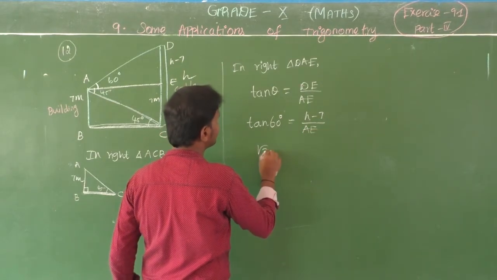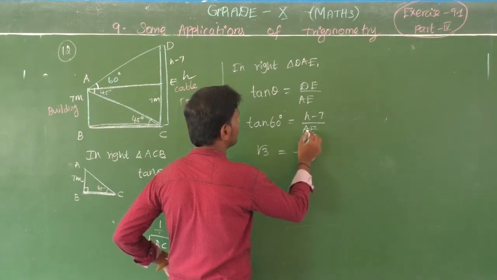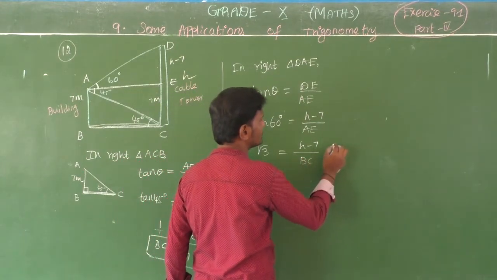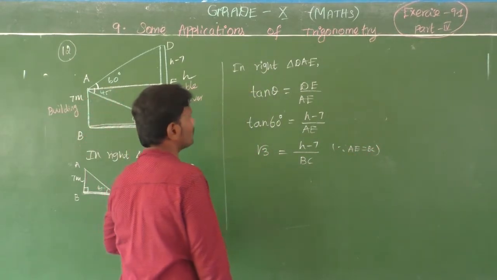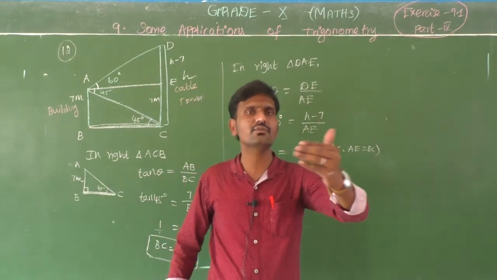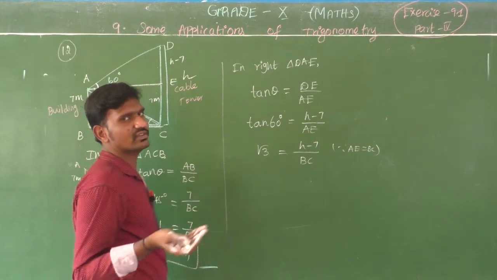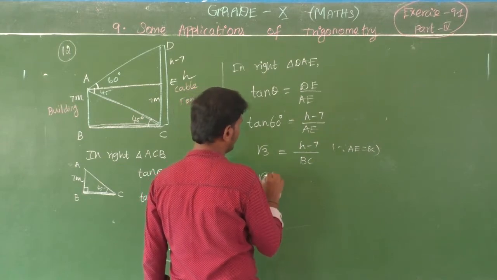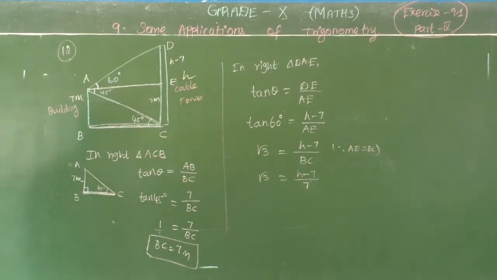Okay. So tan 60 degree is the value root 3, no? Yes. Now root 3 is equal to h minus 7 by AE, which is equal to BC. Why? Because both are the same distance. So like the height of the building is 7, when we move here, 7 will come. At the same time, in AE and EC, BC is equal. Now root 3 is equal to h minus 7 by 7. In the previous step we found the value of BC, no? Yes.